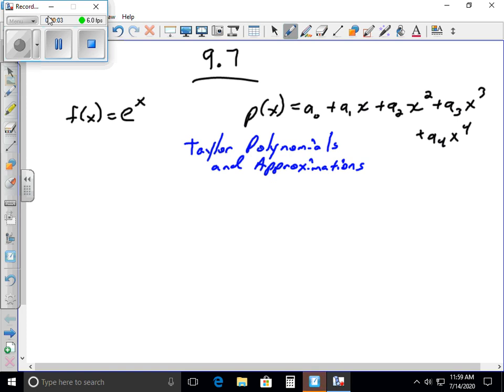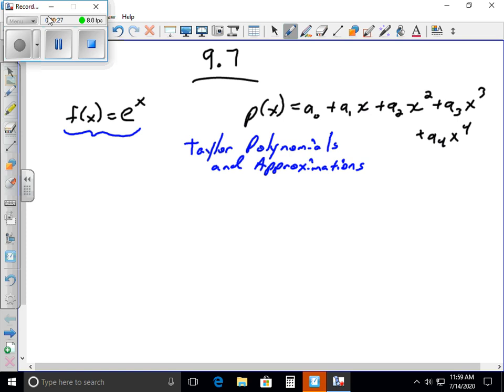So in 9.7, we're going to be looking at Taylor polynomials and approximations. What a Taylor polynomial is, is a polynomial of some given degree or some given order that is used to approximate some function that's not a polynomial. So for example, we might want a polynomial that approximates the function e to the x.